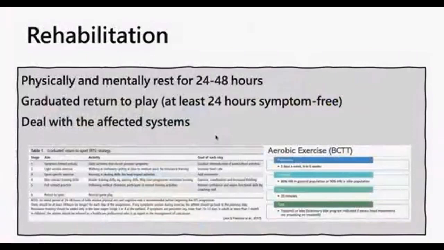And for rehabilitation, first of all, you need to rest physically and mentally for at least 24 hours or up to 48 hours. It depends on your symptom severity, followed by a graduated return to play protocol. And you need to stay at each stage at least 24 hours symptom free. And some guidelines might propose that for children, you will need to stay at least 48 hours. So it really depends on different guidelines, but 24 hours is the minimum.